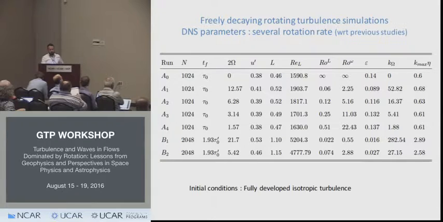We wanted to have a broader range of rotation rates and a larger parametric study, so we did several direct numerical simulations (DNS) with a classical pseudospectral method of rotating turbulence, starting with initial isotropic conditions and at different Rossby numbers. So here are the different Rossby numbers: the non-rotating case, and Rossby numbers of order one or much smaller than one.